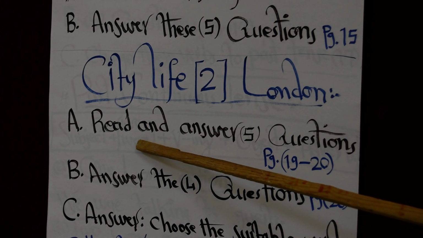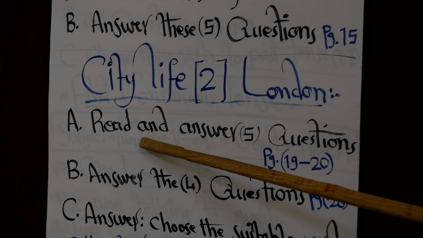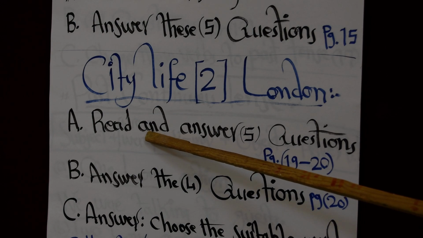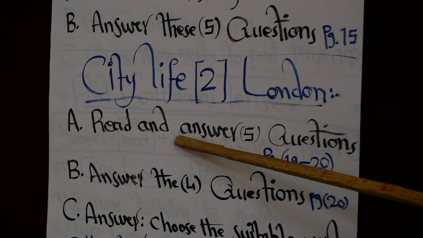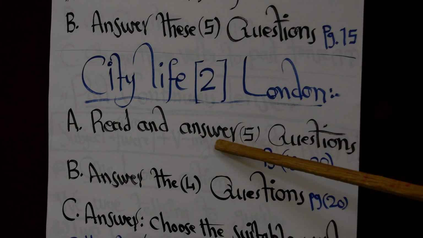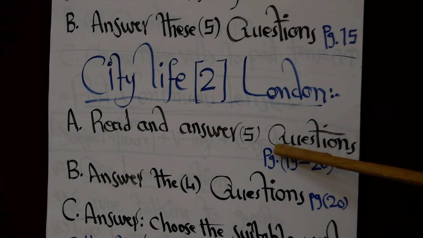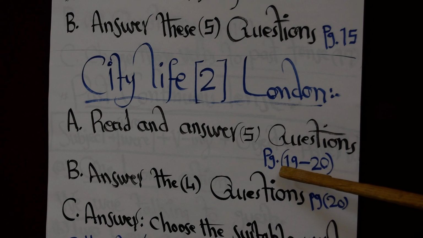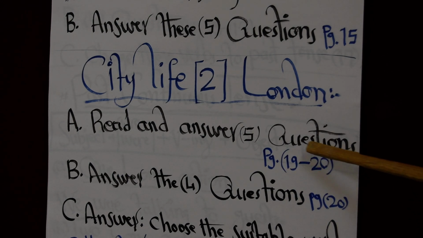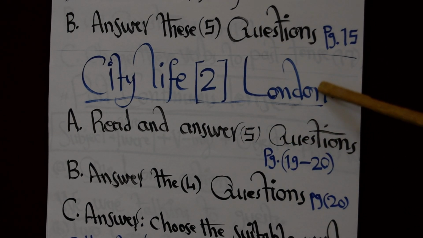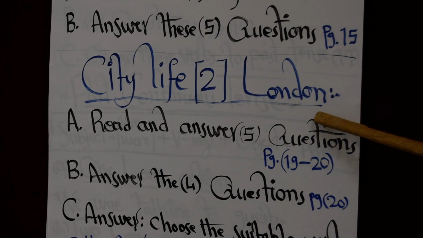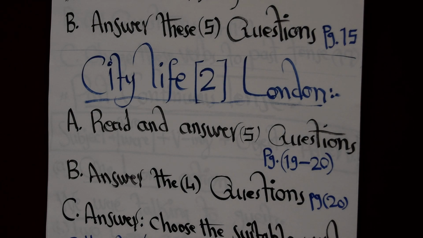There are 5 questions on top of every paragraph. There is a rectangle, and inside those rectangles we will find a question. So there are 5 questions from page 19 to page 20. Let us read the passage of London City Life 2 carefully, then answer them carefully. That's number A.